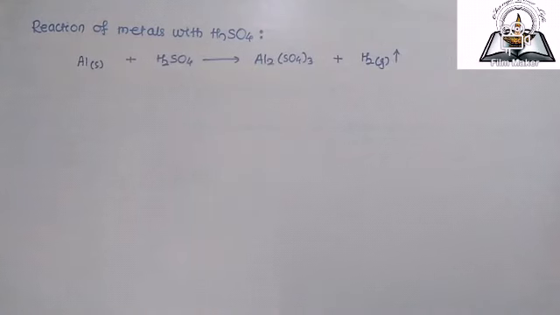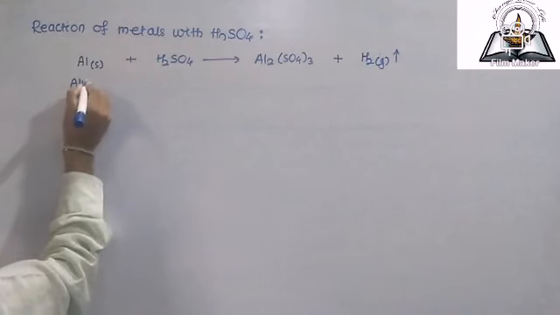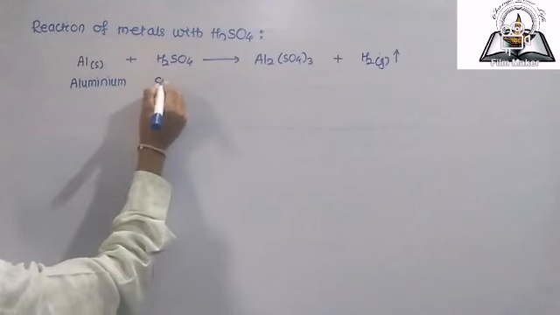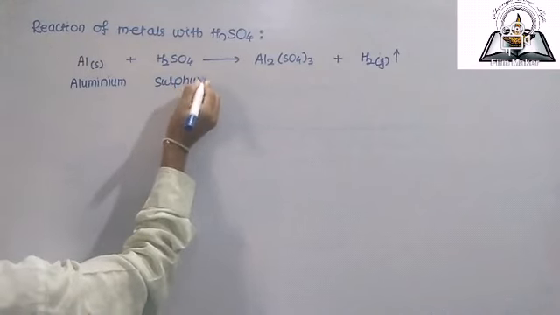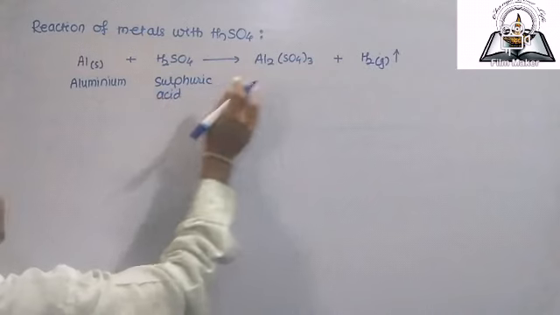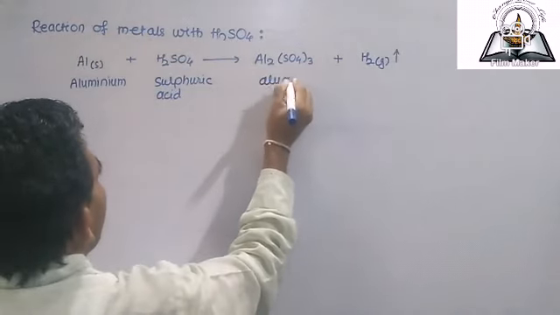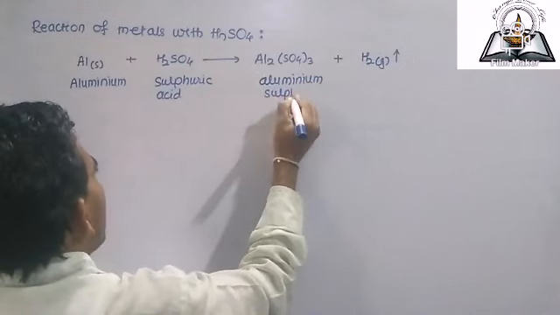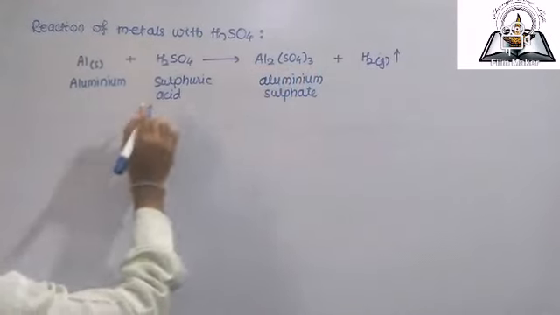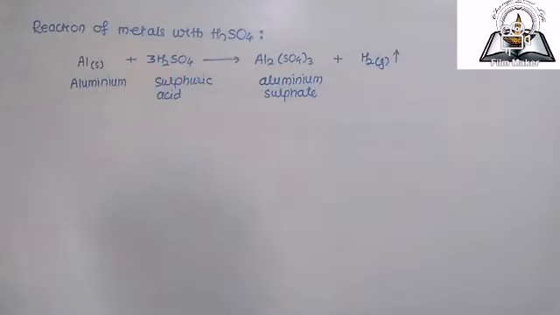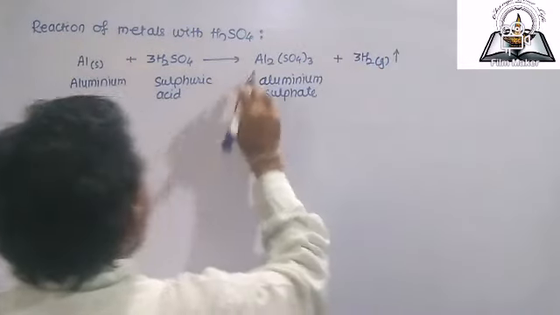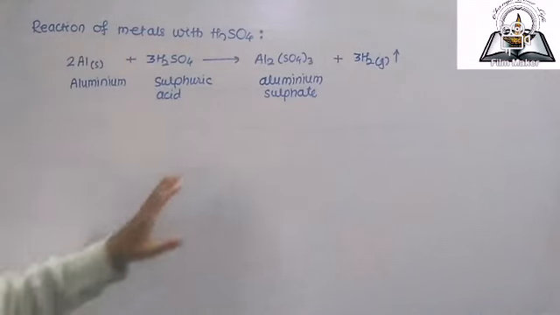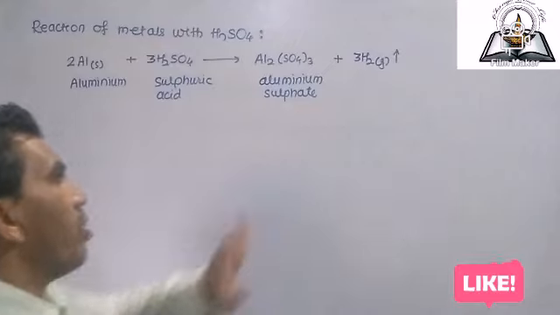So next one is aluminium. When aluminium reacts with sulfuric acid, it gets converted to aluminium sulfate with the liberation of hydrogen gas. Obviously here there are 3 sulfate molecules, so 3, hydrogen becomes 6, so here 3, aluminium is 2 so here 2. So aluminium reacts with sulfuric acid, gets converted to aluminium sulfate with the liberation of hydrogen gas.